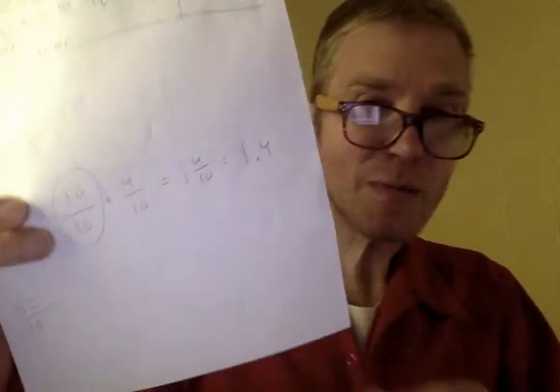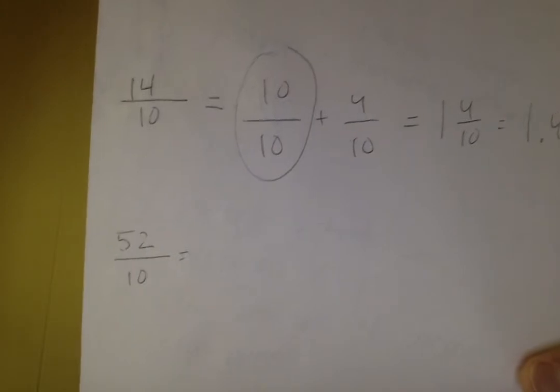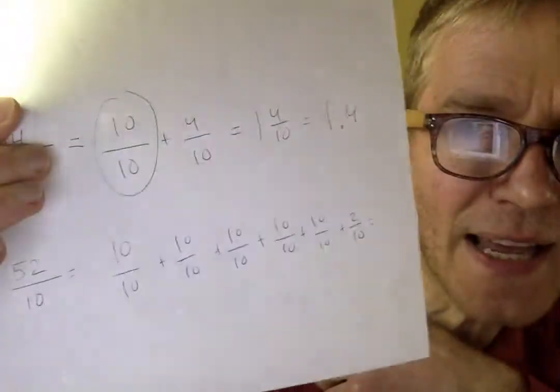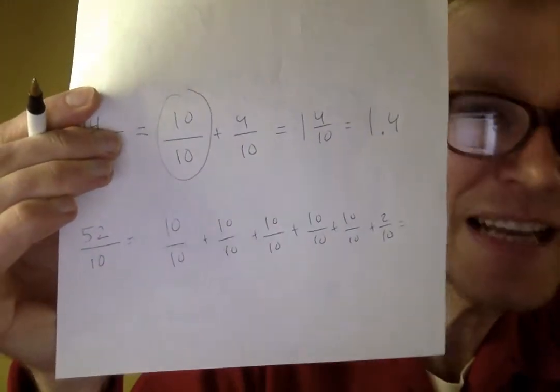And last but not least, we might have a bigger number like 52 tenths. How can we put 52 tenths as a decimal? Dang, 52 tenths. Well, I'm thinking 52 tenths would be 10 tenths plus 10 tenths plus 10 tenths plus 10 tenths plus 10 tenths. Is that 5 of them already? 10, 20, 30, 40, 50 plus 2 tenths. So if you have 52 tenths, you want to think about, it'd be like taking 52 dimes to the store.